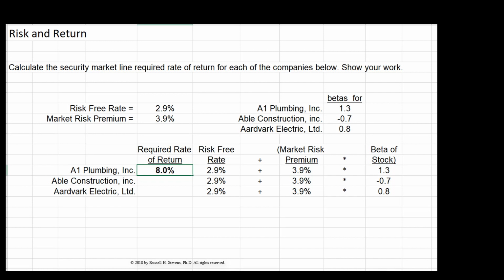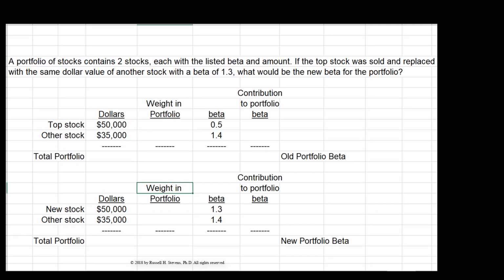Now copy the 8.0% cell into the next two cells down using the Control-C combination and the Control-V combination. The rates of return are 8%, 0.2%, and 6%.